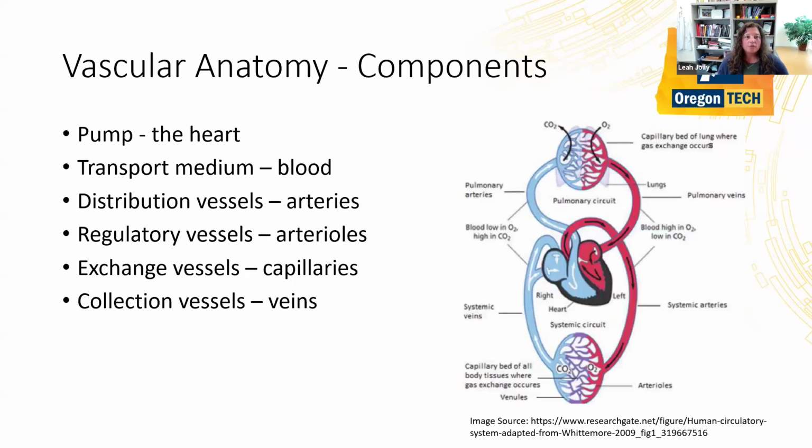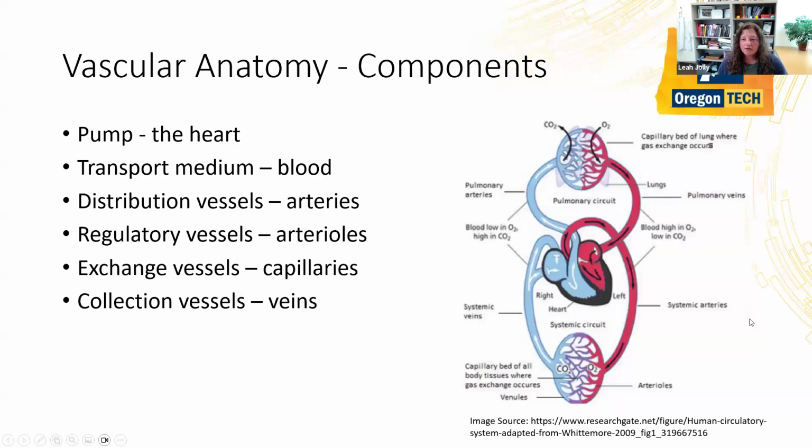Okay, so just a little bit about vascular anatomy. Hope this is review for everybody, but of course we have the pump, the heart that is pumping blood to the rest of the system. The blood is taking all the oxygen and nutrients to the system and all the waste back. The arteries are the distribution vessels. So arteries take blood away from the heart.